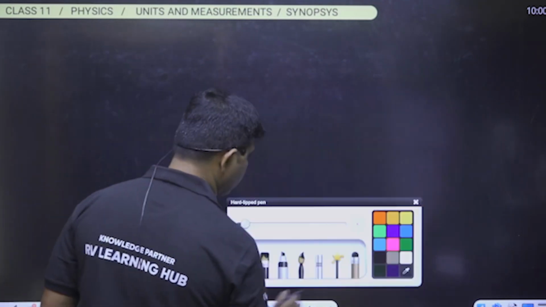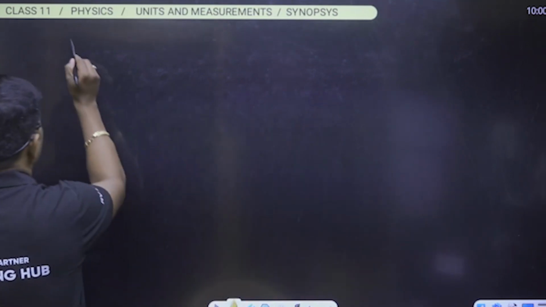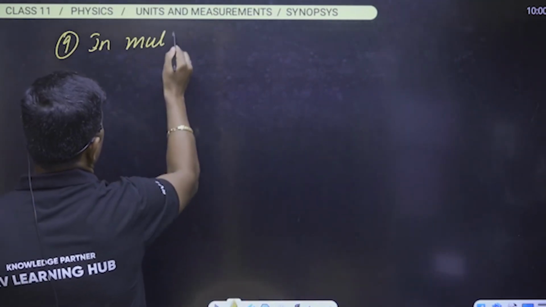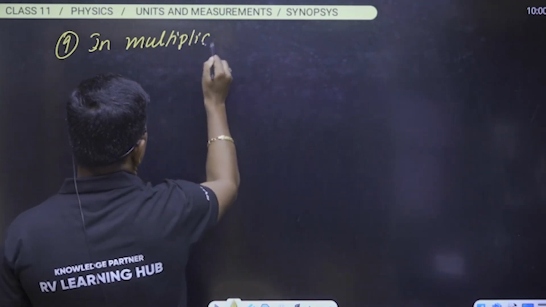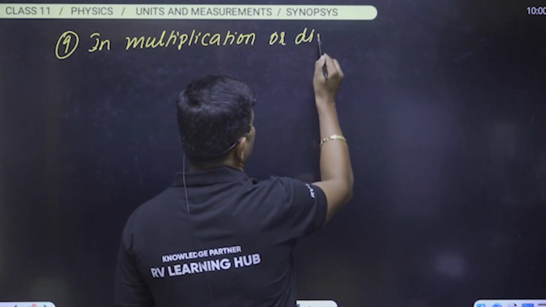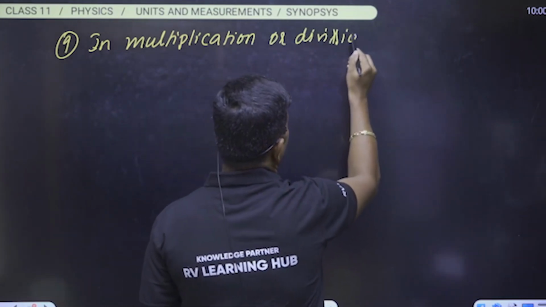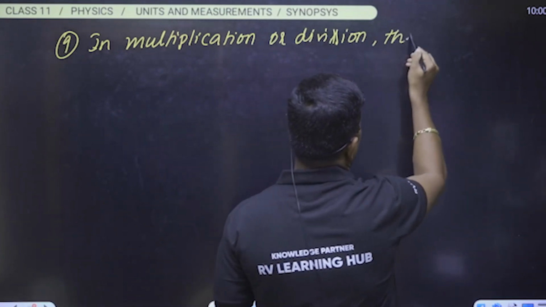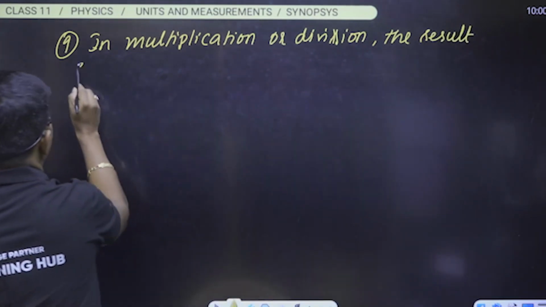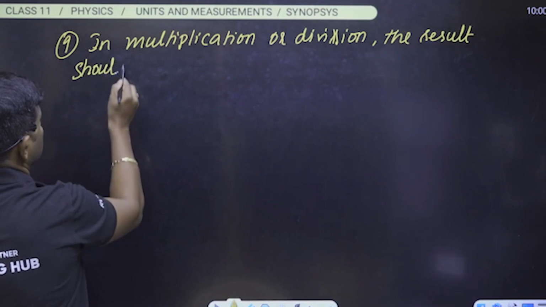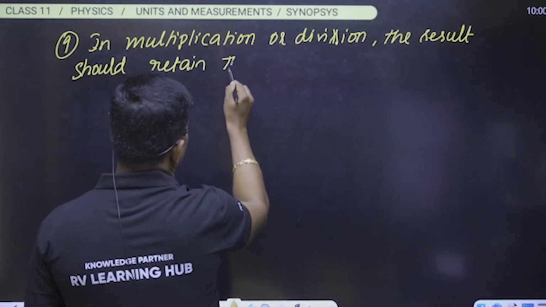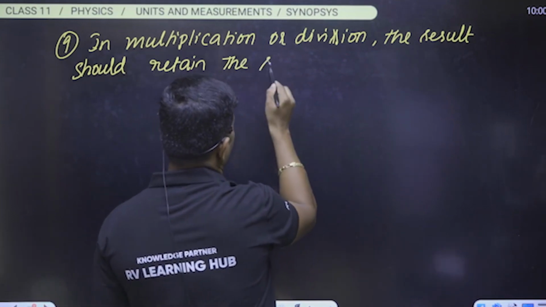Similarly, whenever we go with the next rule, that is in multiplication or division, the result should retain the significant figures.